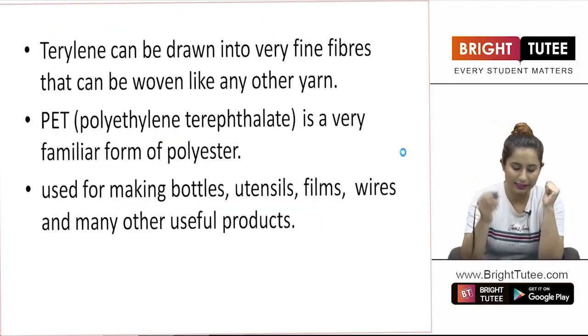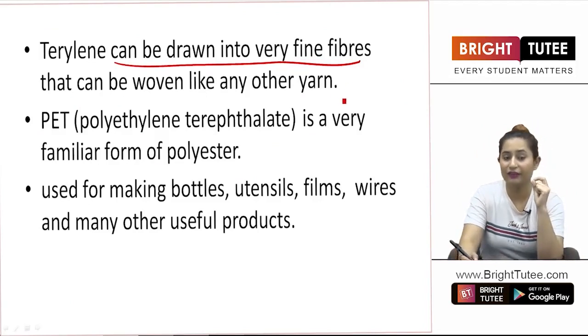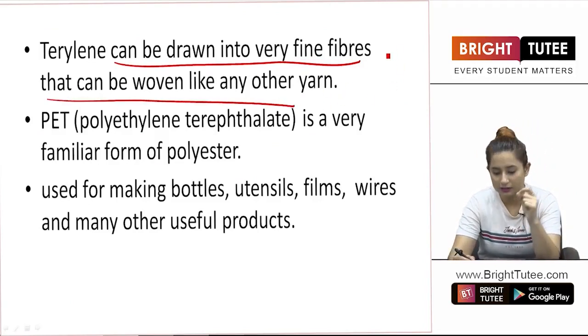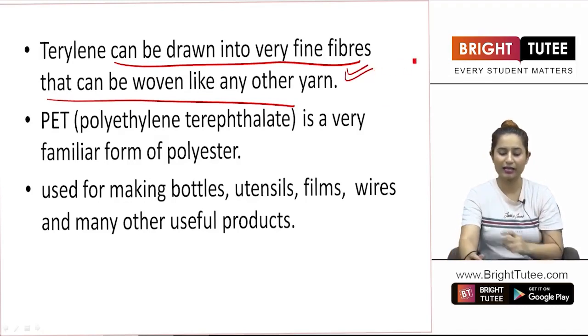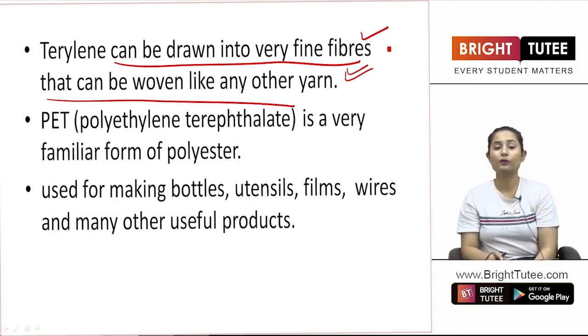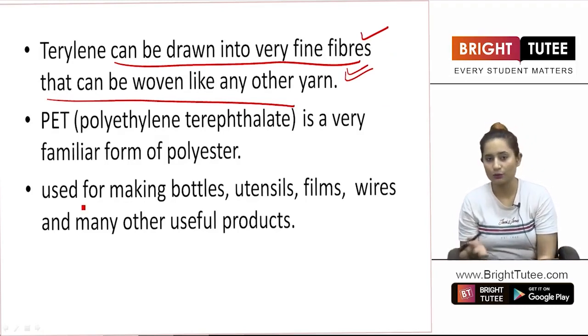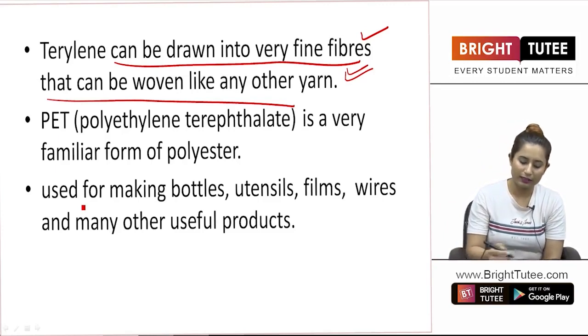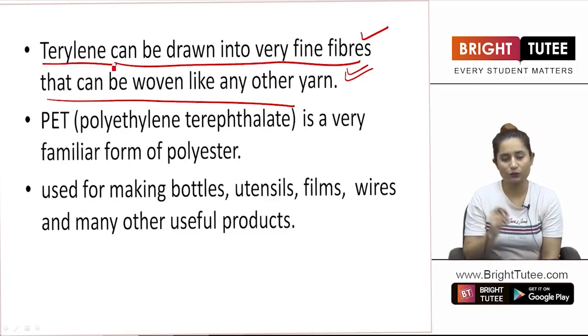Now, terylene can be drawn into very fine fibers that can be woven like any other yarn. This is another polyester which can be drawn into very fine fibers which can be woven like any other yarn. You must have seen yarns of cotton and wool. So, terylene can be drawn into very fine fibers to make yarns.